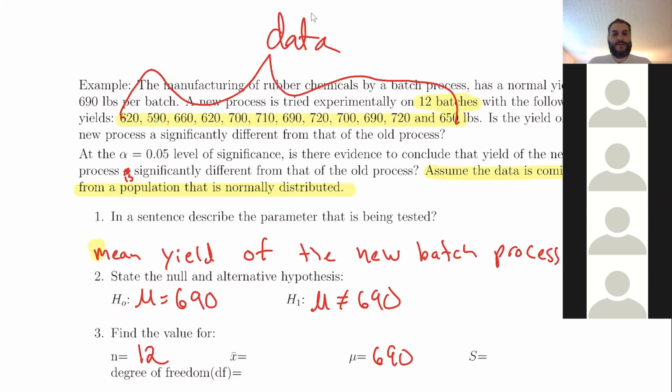All right. So far we have 12, which is n. We have 690, which is mu. We have x bar and s, which are unknown to us because we still haven't punched it into our calculator. Also, we do want to put degrees of freedom. So for this one, what will be my degrees of freedom? Yeah, good. 11. In case you forgot, the formula for degrees of freedom is n minus 1. So 12 minus 1 is 11. All right. Everybody good so far with that information?